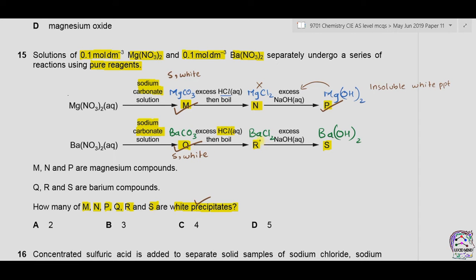Again, barium chloride is soluble as was magnesium chloride, so it is not R. And we have barium hydroxide, which is highly soluble in water and it forms alkaline solution, so it is not S. So only M, P and Q form white precipitates. As these are 3 in number, so therefore answer is B.